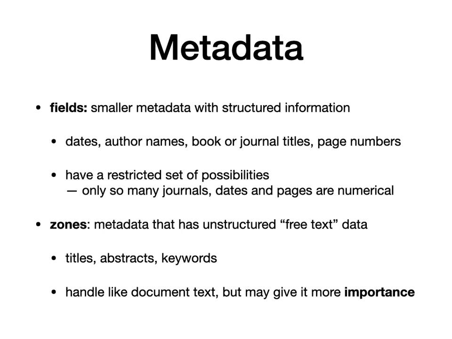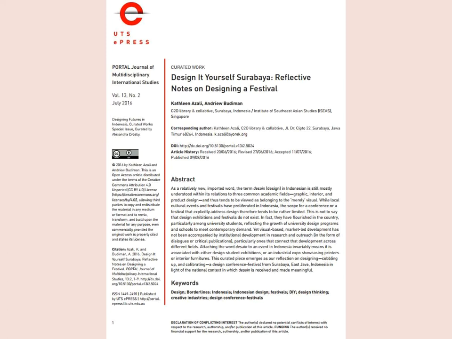So let's look at a journal article, right? Design It Yourself, Surabaya: Reflective Notes on Designing a Festival. I don't even remember where I pulled this from. It's just a legitimately random document, right? If we were going to index this, we could tackle it a lot of ways. We could just take all the text that we see and smush it into a term-document index, and that would actually be fine. You can do that. But we can also work with all this available metadata.